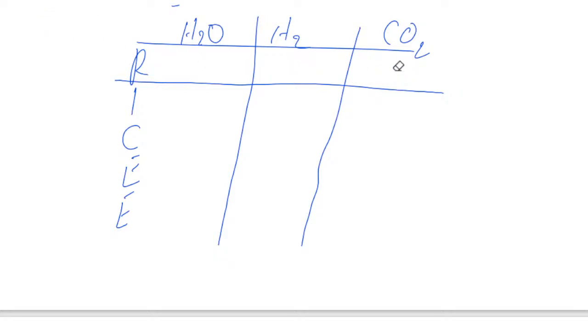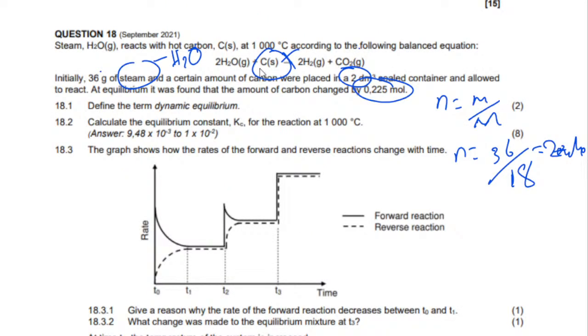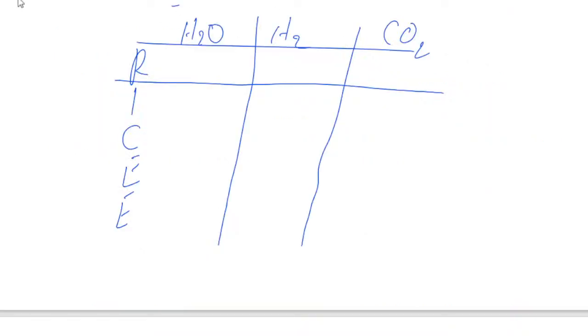I'm wrong, sorry. This is the mole ratio. Let's look at the mole ratio. The mole ratio here is 1, 2, 2. So it's 1, 2, and this one is also 2. What I started with for the products is 0, 0.